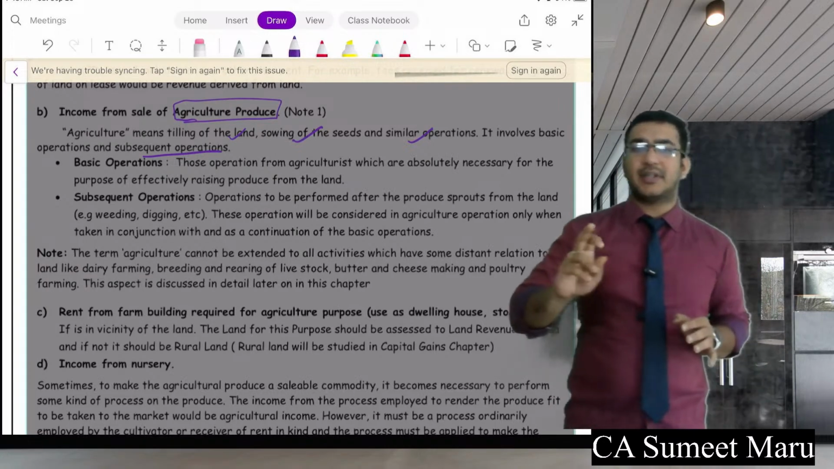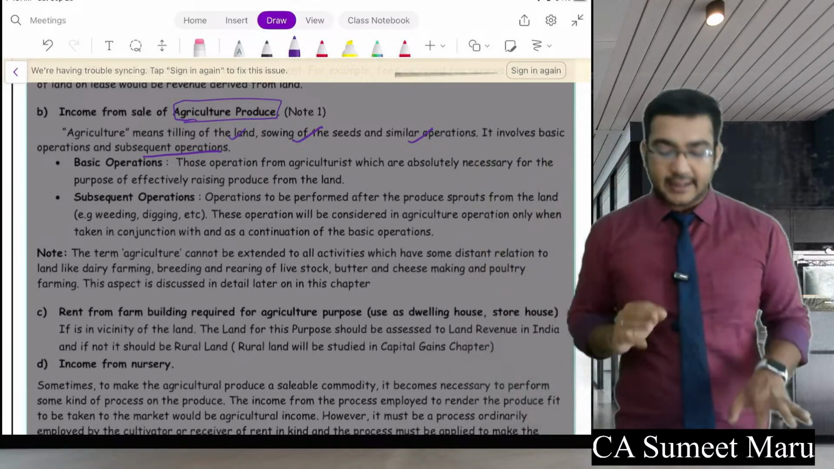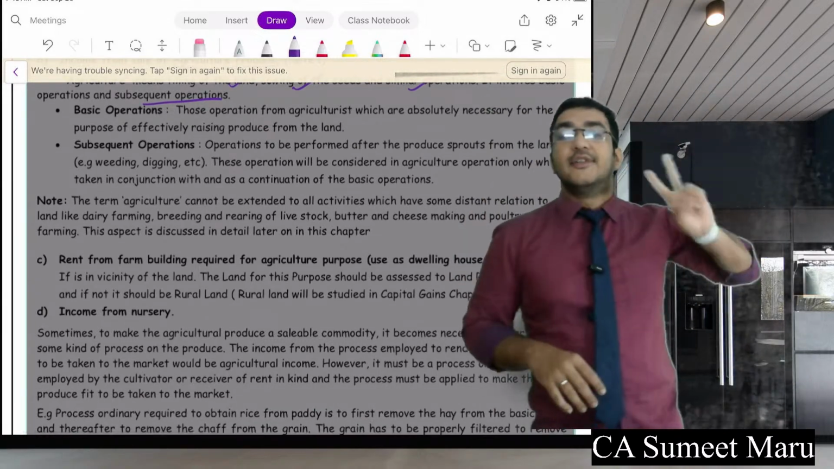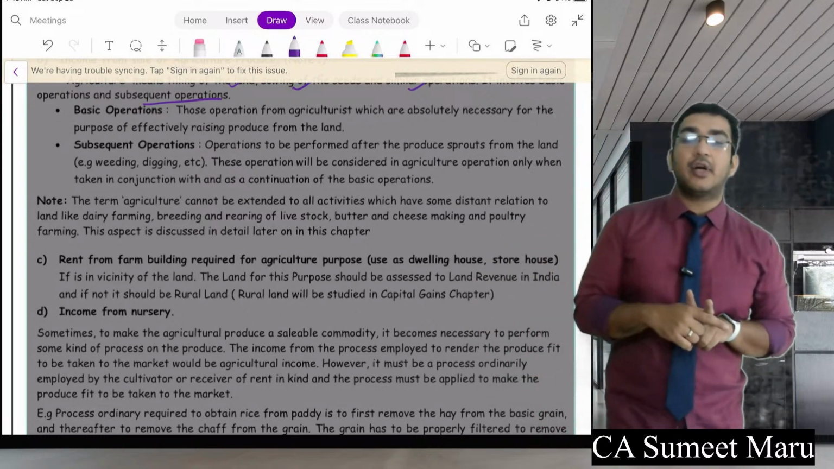It will be agriculture produce. If you do something extra, it won't be agriculture produce anymore. So these two we have already seen, which are your identity and your agriculture income.